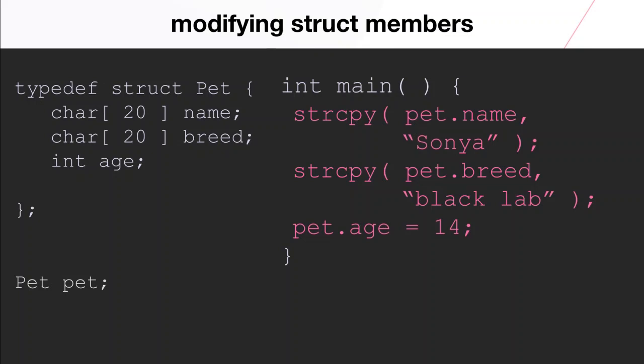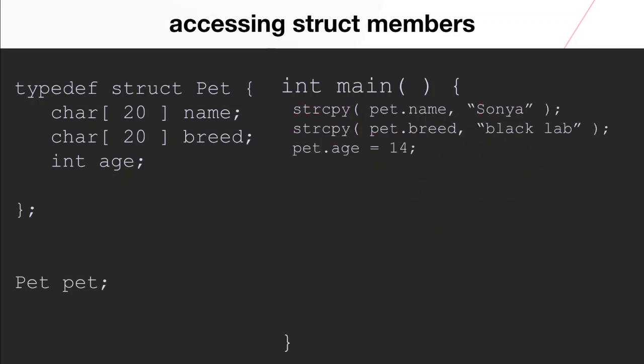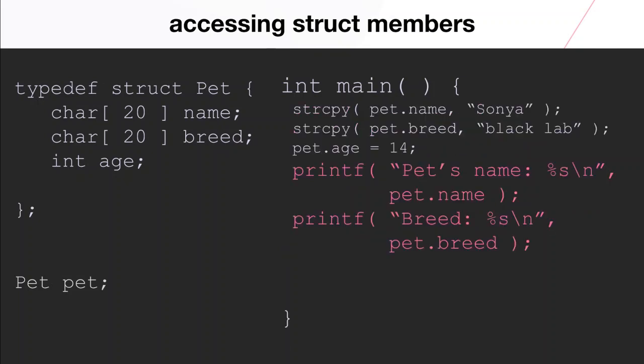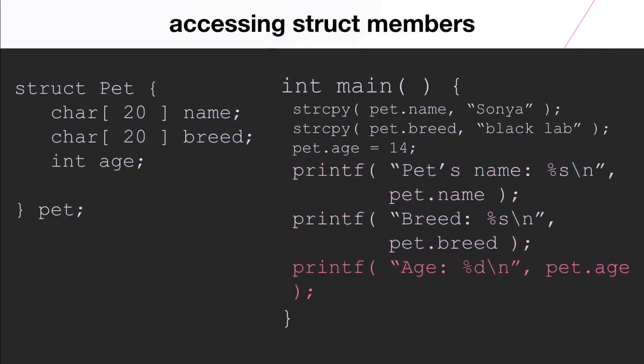If maybe later on I wanted to go in and access those values, maybe to print them out, maybe to change them, whatever it is I wanted to do, I could, using that same dot notation, access those. So here I'm just printing out the two different string members using printf, and then same thing, we could print out the integer age value as well. So pet.age gets me the age, pet.breed gets me the breed, pet.name gets me the name. Pretty straightforward stuff.